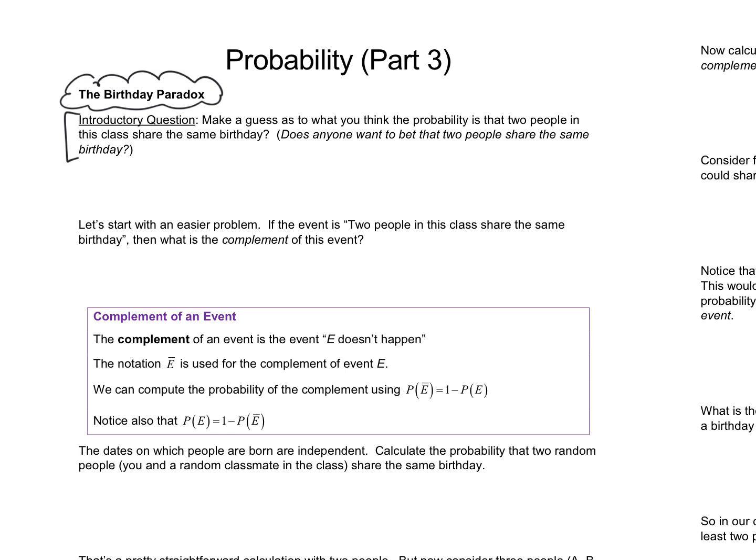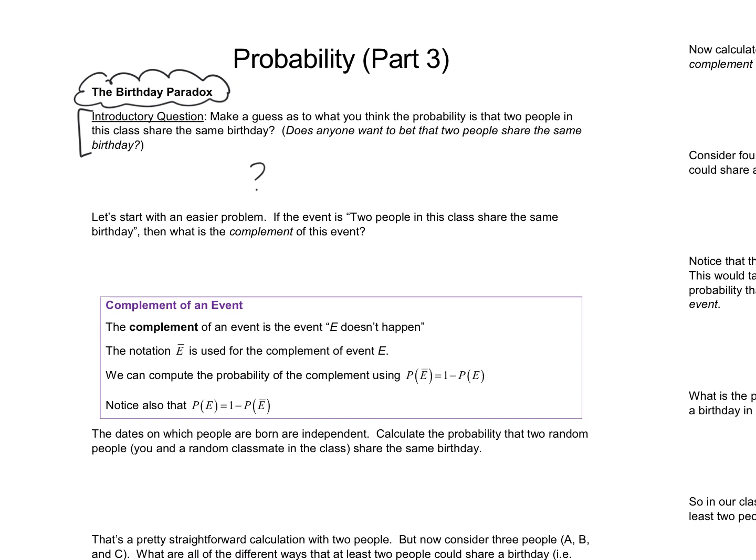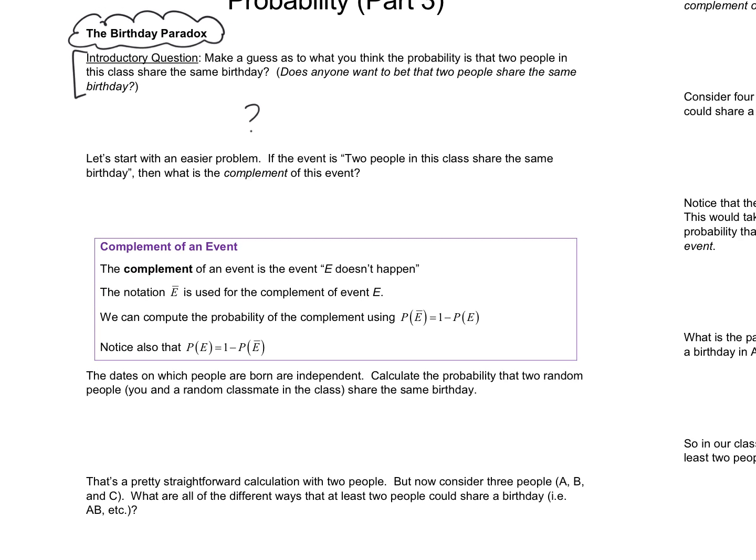I think it's highly likely or unlikely. Really, that's for you to think about. But let's start with the easier problem. If the event is two people in this class share the same birthday, then what's the complement of that? The complement would mean no one shares a birthday. So we're going to think about that a little bit.